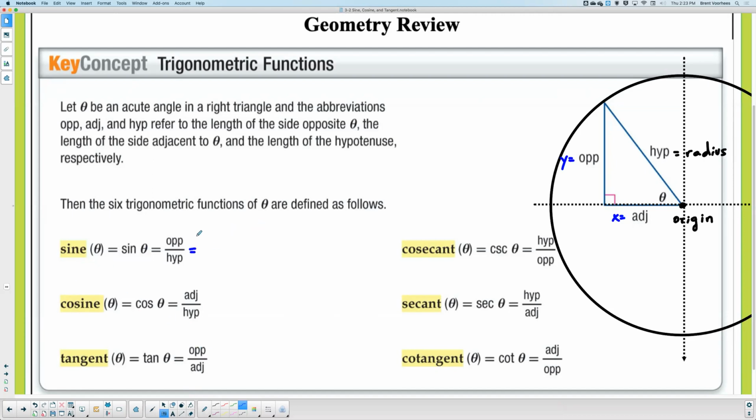Well, now check this out. What is opposite? Opposite is y. Hypotenuse is r, radius. Adjacent is x. Hypotenuse again is r. Opposite is y. Adjacent is x. Guess what we stumbled onto one more time? What is sine? Y. What is cosine? X. Tangent is y over x.